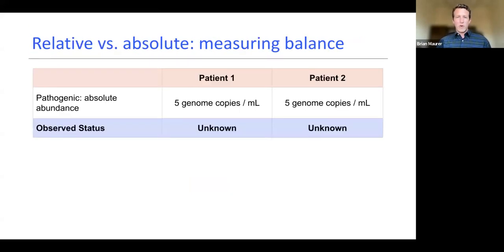And to just illustrate that point, we have an example here with two patients, where if we were using a technique that used absolute abundance measurements, we could find that they each have 5 genome copies per milliliter of this pathogen. And so from this test, we would assume that they'd very likely be at the same risk of disease from that bacteria.